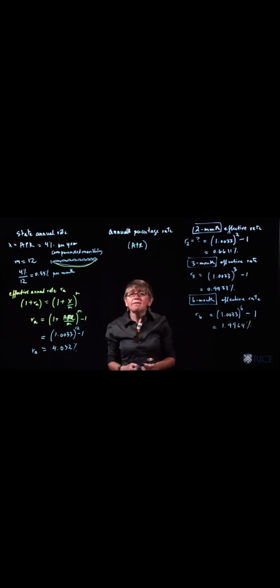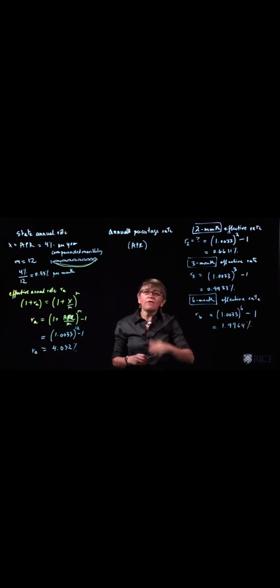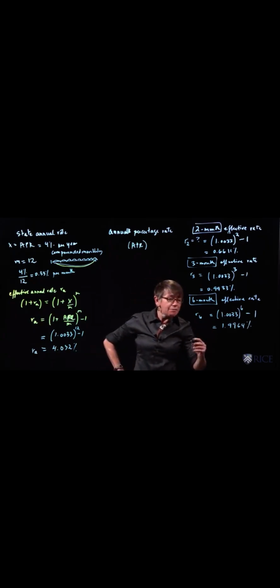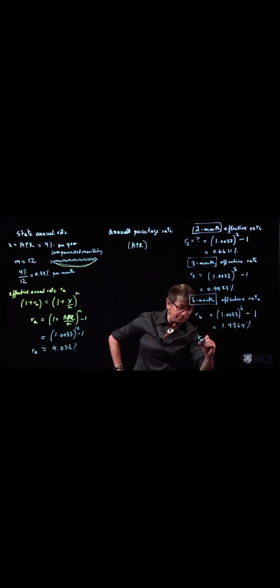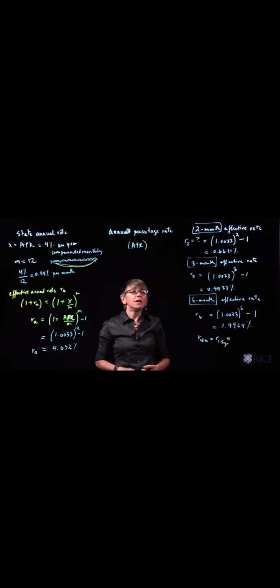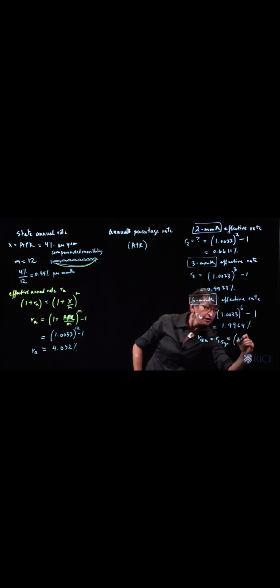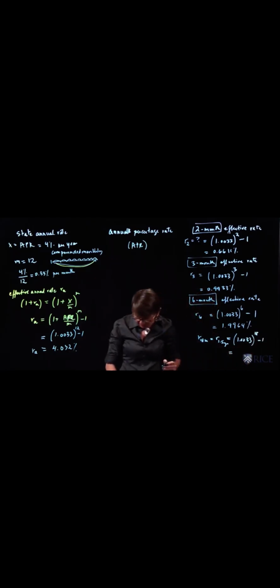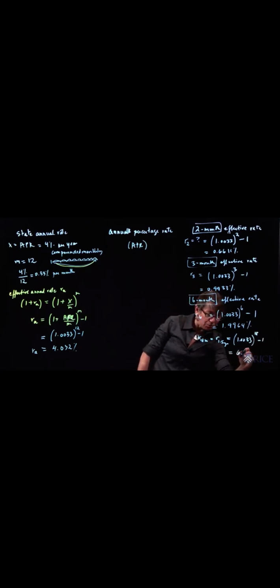We can even find an effective rate over a period that is greater than a year. Let's find the effective 18-month rate, or if you want to express it as 1.5 years. What is that? It's going to compound 18 times over that period. So it's going to be 1.0033 to the 18th minus 1, and that's going to give us 6.1096%.